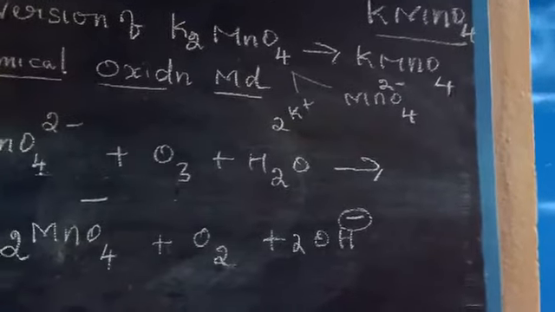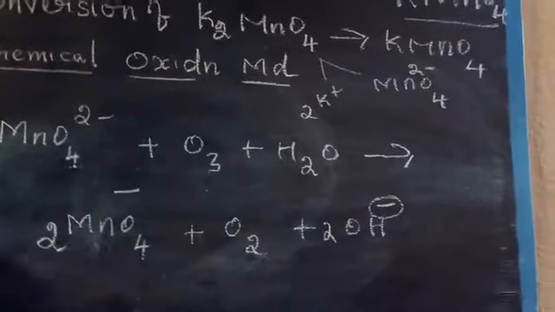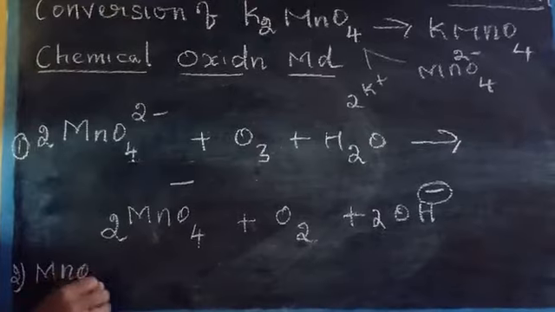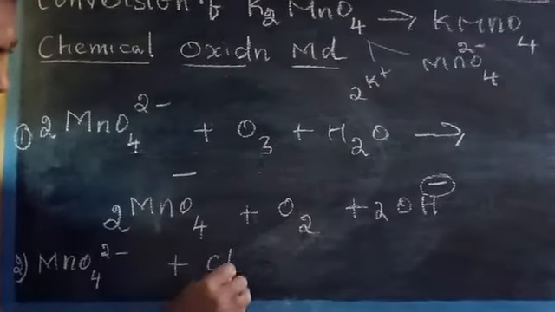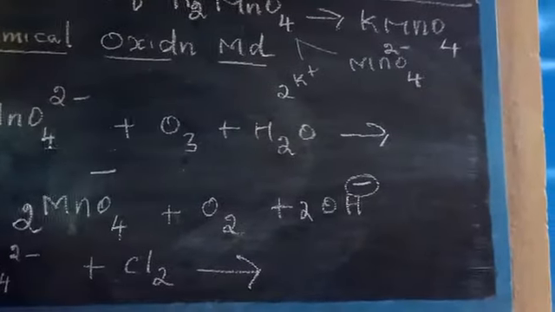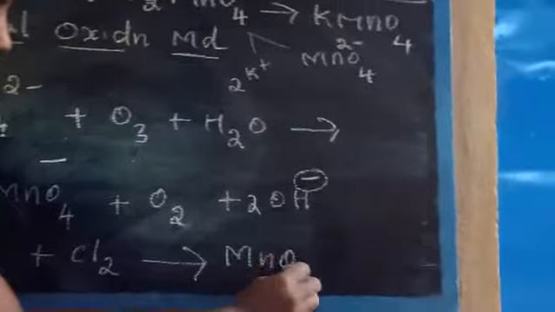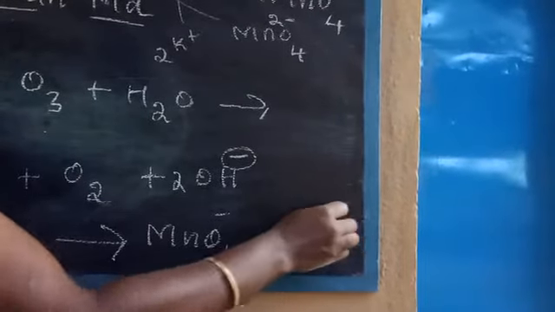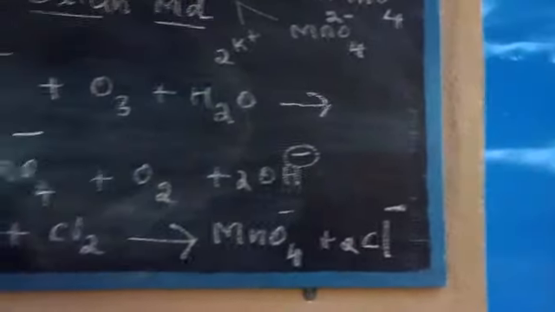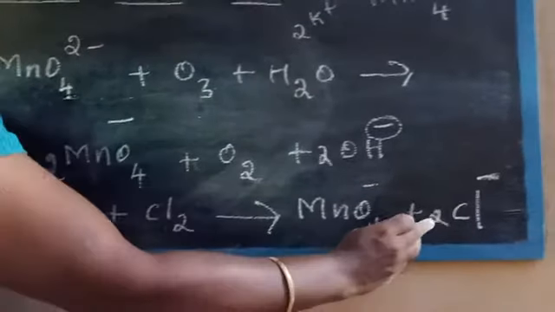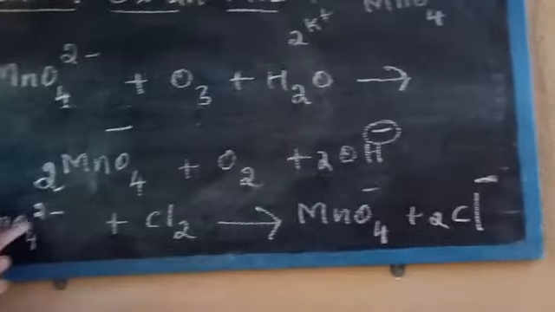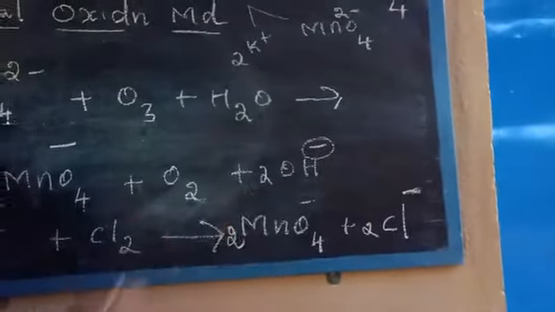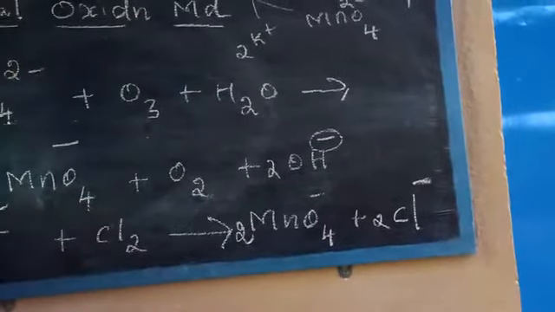Okay, children. So next chemical oxidation method, that is chlorine. Okay, second method; this is the first method. So MnO4 2 minus reacts with the chlorine molecule to give MnO4 minus. Next, chlorine is converted into chloride ion. Okay, here 2 times, so 2. Now the elements are balanced, but the charges are not balanced. See here, 2 plus 1, 3 minus, here only 2 minus, so it is multiplied with the 2. So 2 twos are 4, okay. So here it is multiplied with the 2, so 2 plus 2, so 4 minus, okay children.